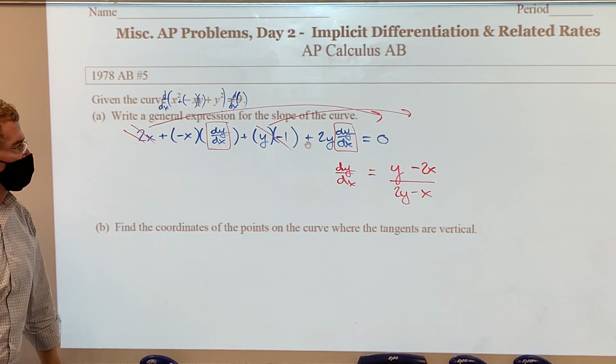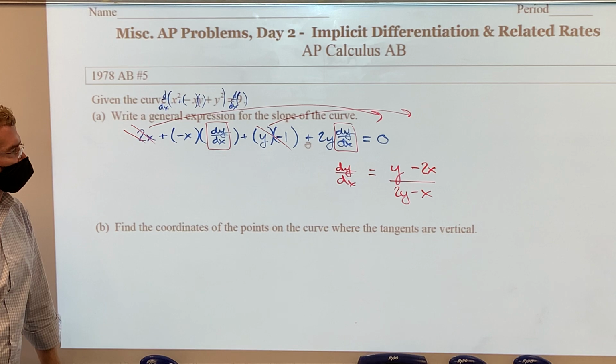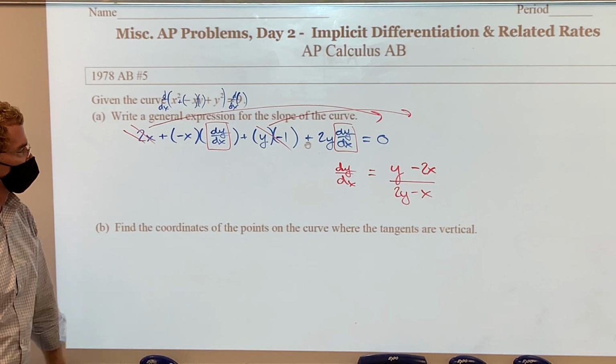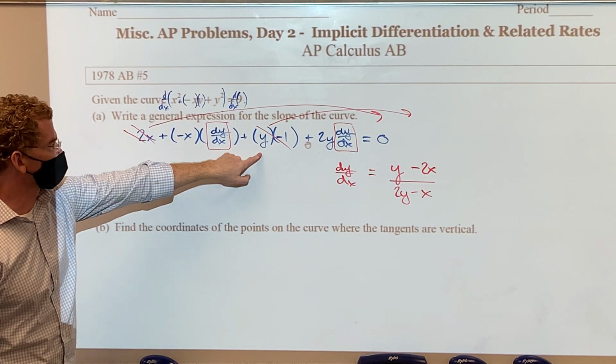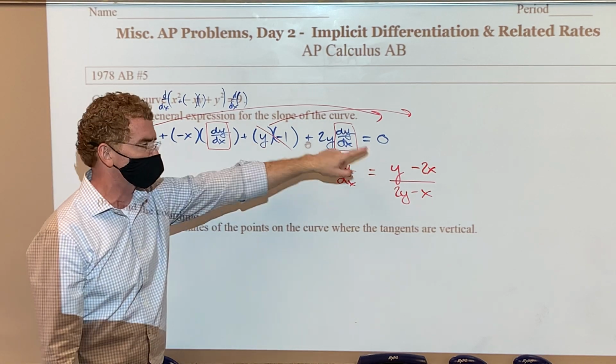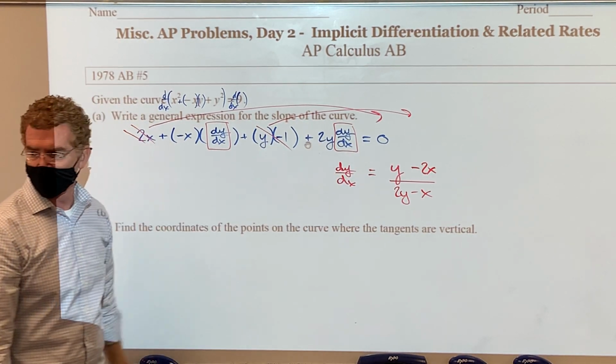Yes? When you move the y over, why is it positive? Shouldn't it be negative y? Because it's y times negative 1. So it's negative y now, so I'm going to add y to both sides. If all my lines are flipped, will it be wrong?